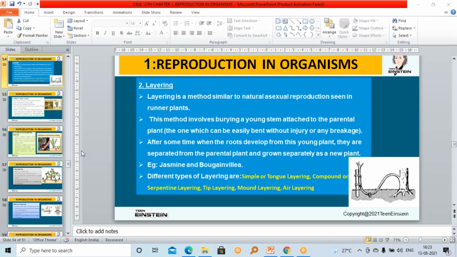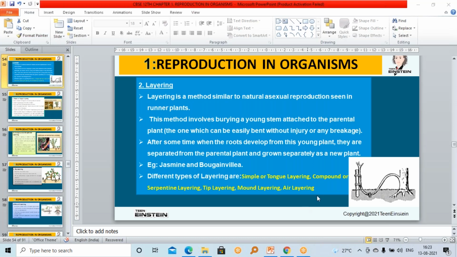Of which plant? Of runner plant. It is similar to the asexual reproduction method of runner plant. You can see in the picture. See, a runner plant will develop in the same way. So this is somewhat similar to the asexual reproduction method of a runner plant. Which one? Layering.